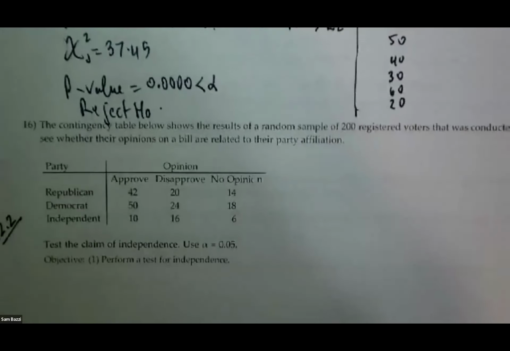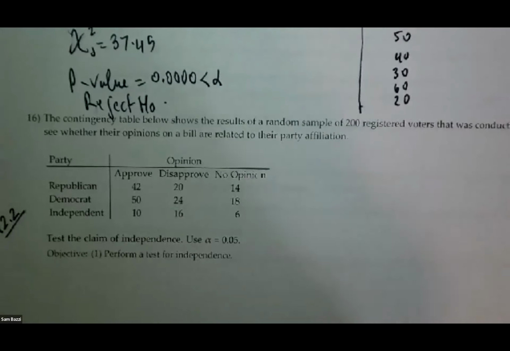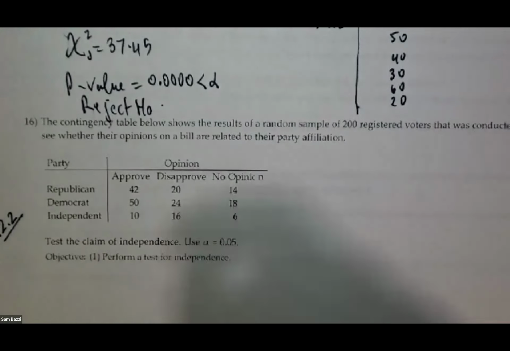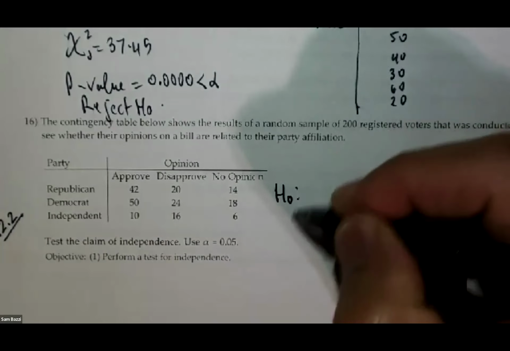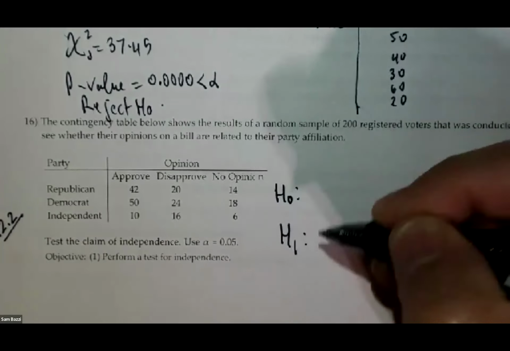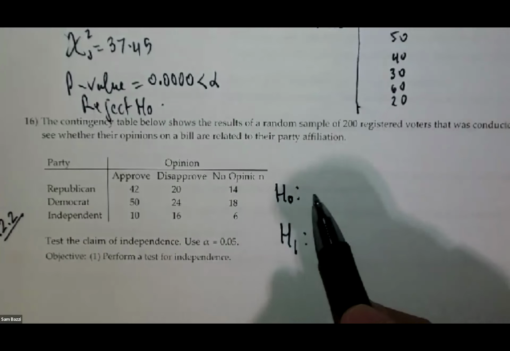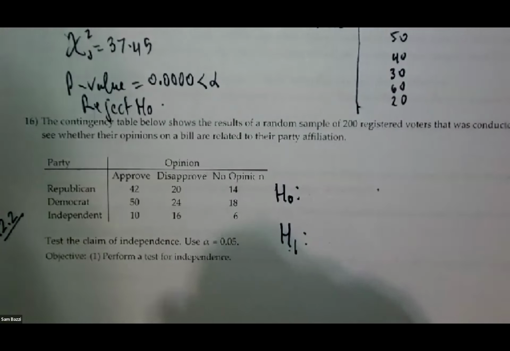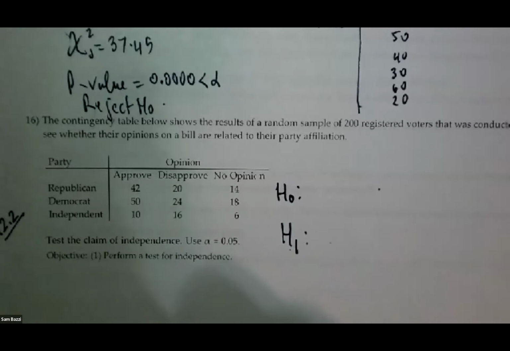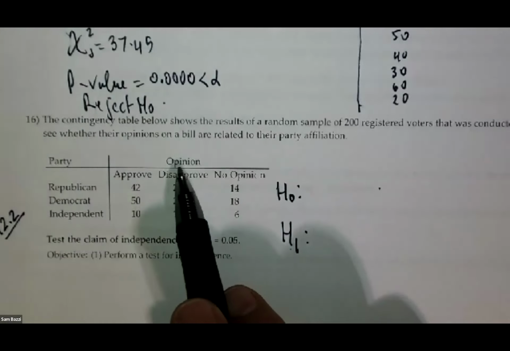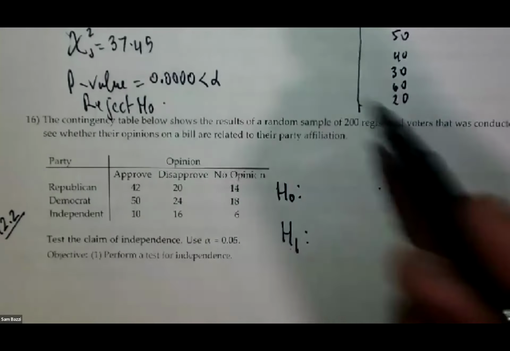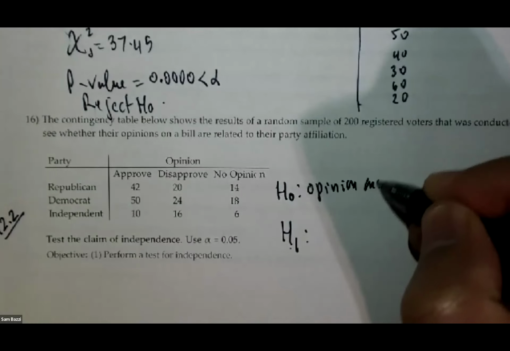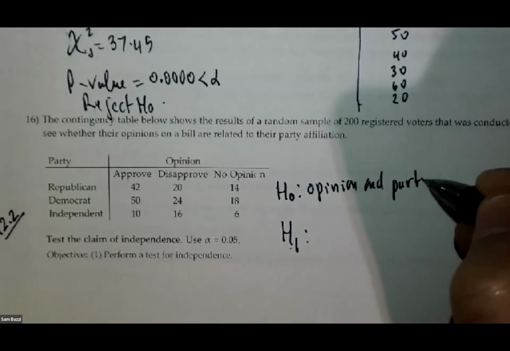Here's how you test it, H0 and H1. I'm going to show you how to state them, guys. And they are the same no matter what the question is. H0, guys, will be the variables are independent, and H1 will be the variables are dependent. But what are the variables, guys? There are two variables, the opinion and the party. So you would say opinion and party affiliation are independent.